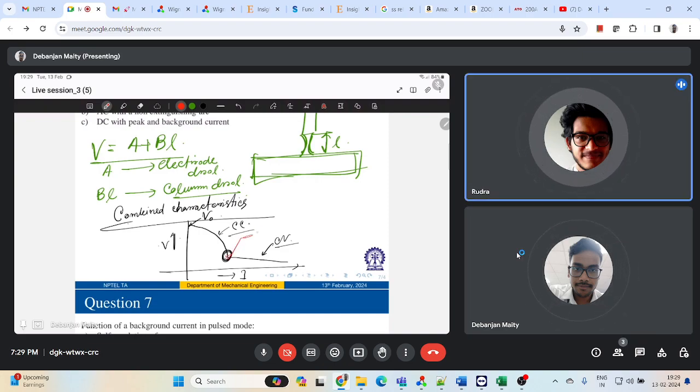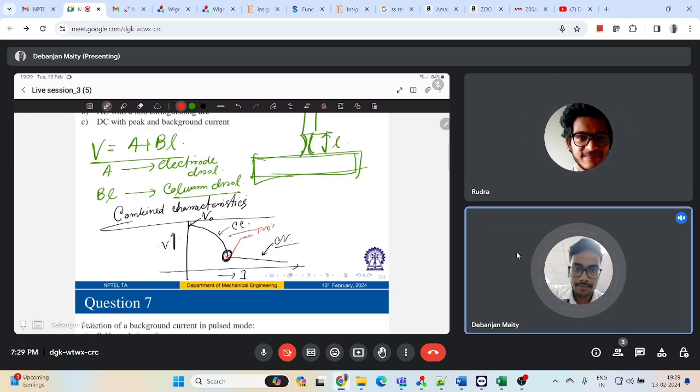Any idea? Transistor trigger voltage. Trigger voltage, correct. This is my trigger voltage. So below a certain threshold voltage, the power source switches to constant voltage characteristics. These characteristics are useful to avoid any kind of electrode sticking in your weld pool during the shielded metal arc welding operation.